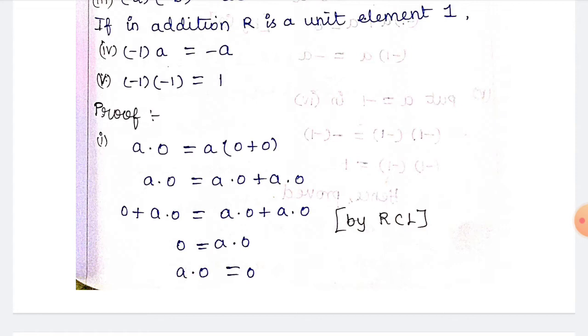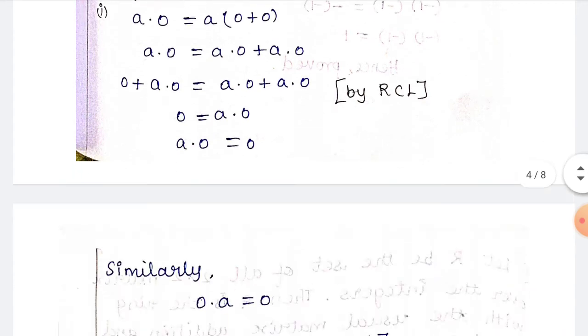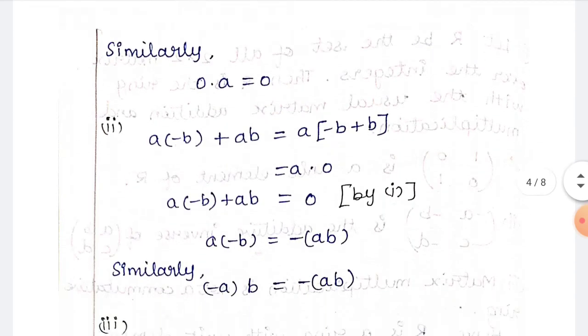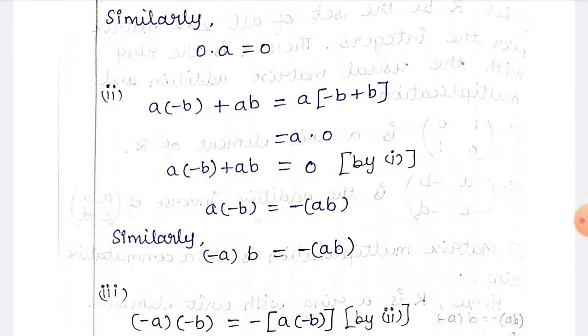In the next line you have to add 0 on the left hand side. 0 plus a·0 is equal to a·0 plus a·0, and the right hand side will be as it is. In the next step you have to use the cancellation law, then a·0 is equal to 0. Similarly, we have to show that 0·a is equal to 0.